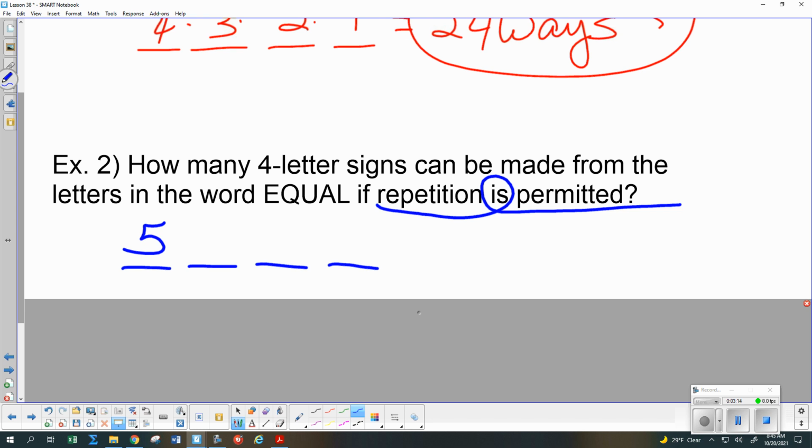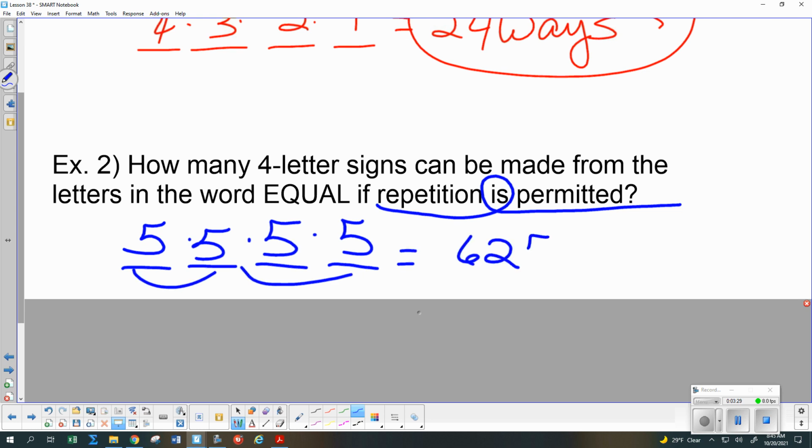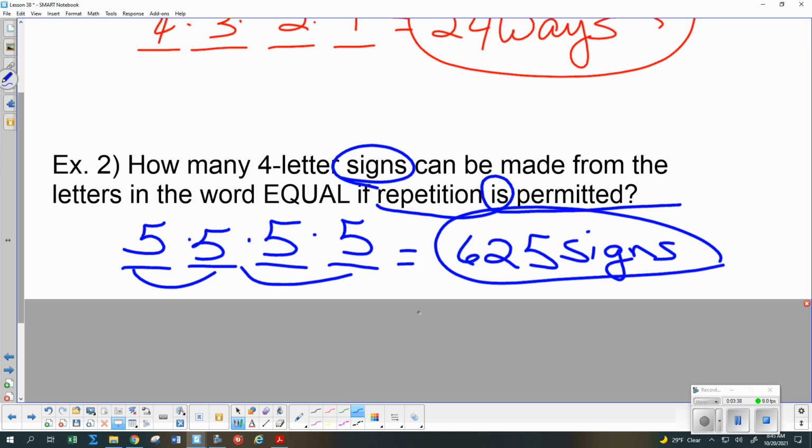Okay, I still got those same 5 keys on the keyboard. They all still work. How many choices for the next? And what do I do with them? 5 times 5 is 25. 25 times 25 is 625. Reread what I'm finding. How many signs? So we label it signs. Okay, next one.